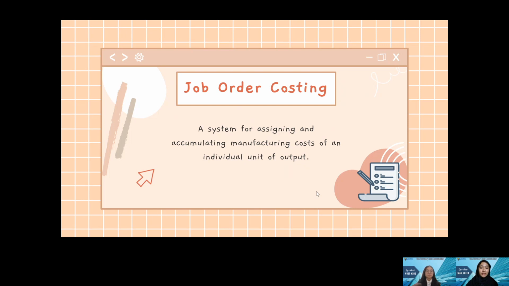Job order costing is a system for assigning and accumulating manufacturing costs of an individual unit of output. It is a method which is used to determine the cost of manufacturing each product. This costing method is usually adopted when the manufacturer produces a variety of products which are different from one another and needs to calculate the cost for doing an individual job. Job costing includes the direct labor, direct materials, and manufacturing overhead for that particular job.